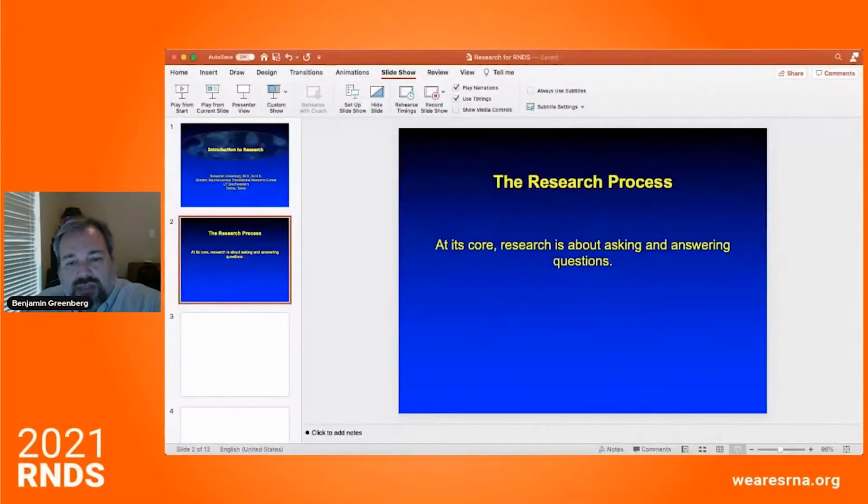And when we talk about research, we talk about it in a lot of different ways. You heard a lot of different types of research that's going on, and it's important to have an understanding of how these all relate to each other. So what I'd like to do is give everybody an introduction to what research is and how we do it.